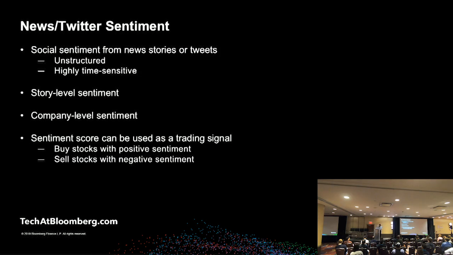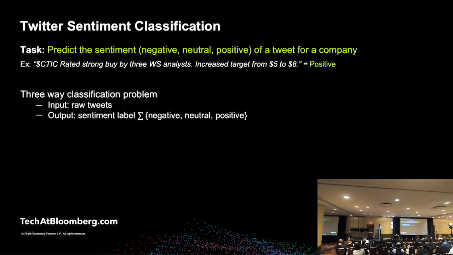Investors would like to form long short portfolios where they go long, that is, they buy the stocks which have positive sentiment and short the stocks which have negative sentiment. So let's now look at the classification problem, which is at the crux of this sentiment score computation. So we are given a tweet, and the goal is to predict the sentiment, which can be negative, neutral, or positive. So it's a three-way classification problem. The inputs are raw tweets, and the output is the sentiment label.